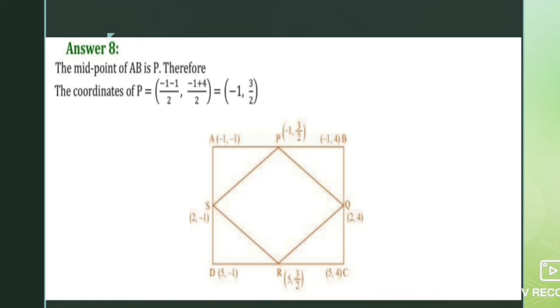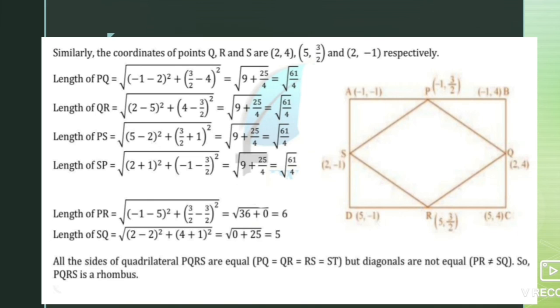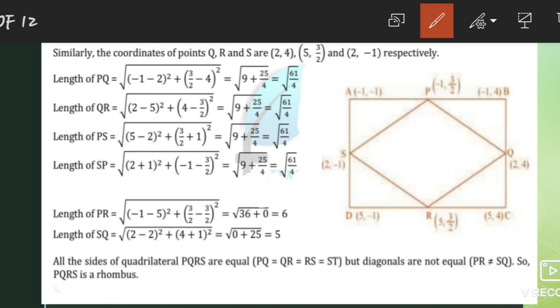Here, since P is the midpoint, by the midpoint section formula they are evaluating the coordinates of P, Q, R and S respectively. Now I have to check whether this is a square, rectangle or rhombus. So I am evaluating the lengths of the sides. Since the coordinates are now known to us, I am evaluating the length of PQ by the distance formula. As you can see, it will be root 61 by 4. Similarly, the lengths of these four sides are all equal to root 61 by 4.